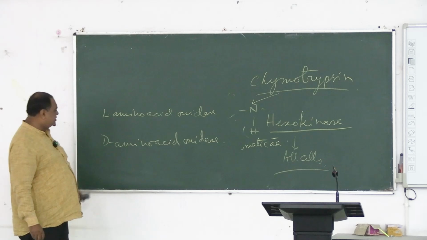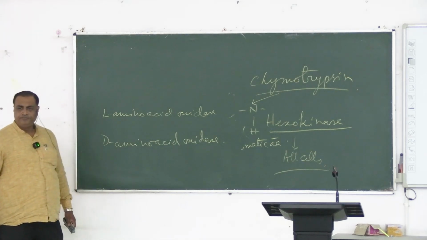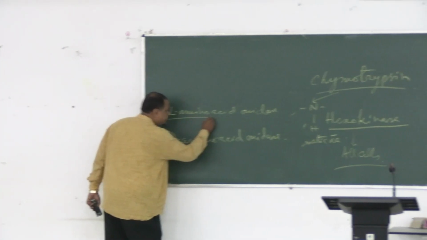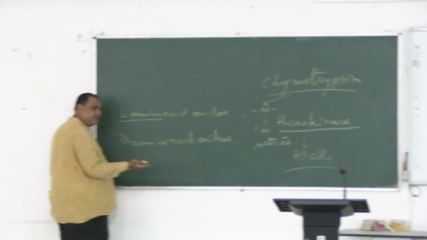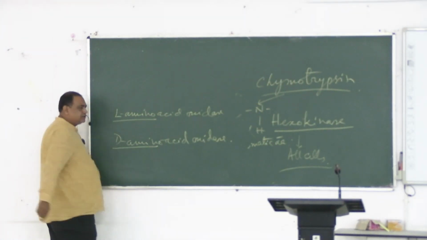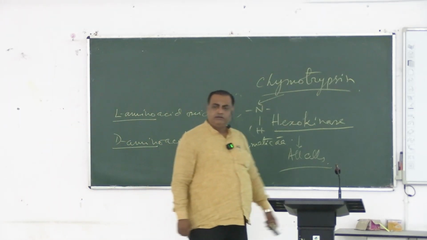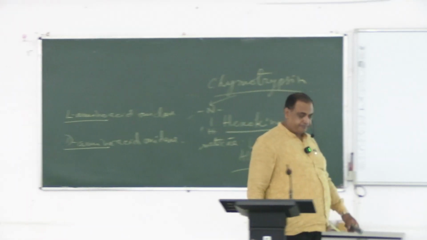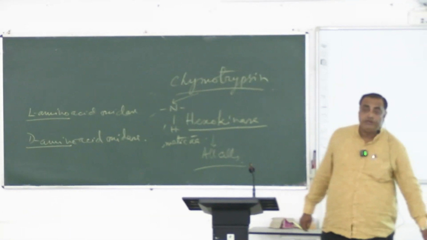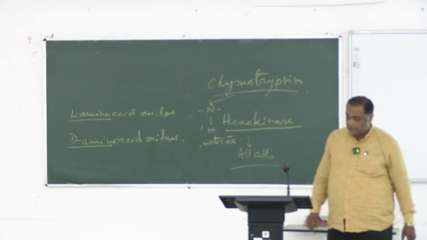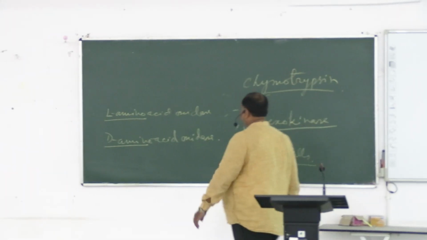L-amino acid oxidase and D-amino acid oxidase. There are 2 amino acid oxidases. L-amino acid oxidase will act on only L-amino acids, whereas D-amino acid oxidase will act on only D-amino acids. Now L and D are stereoisomers. What about geometric isomers? What is a geometric isomer?